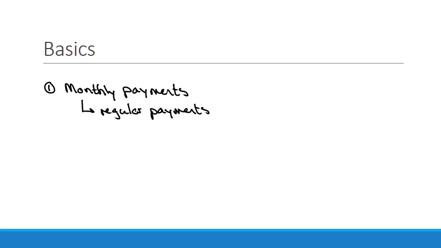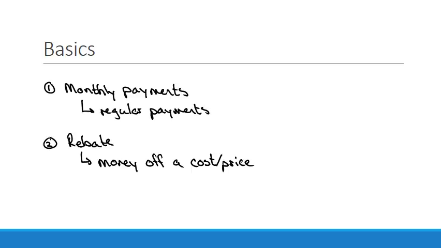Let's begin with some basic ideas. The first idea I want to express to you is that with credit cards, there are always going to be monthly payments. So seeing monthly payments, it's a regular payment question, meaning we get to use our calculator. A term that might come up sometimes is something called a rebate. A rebate is money off the cost or the price of an item. So you won't pay full price.